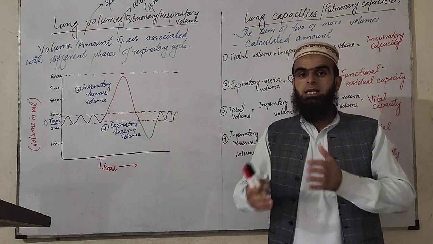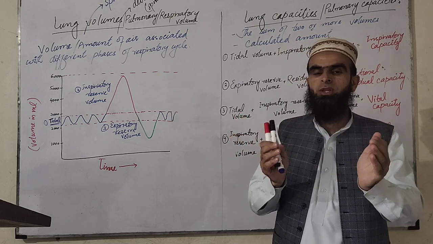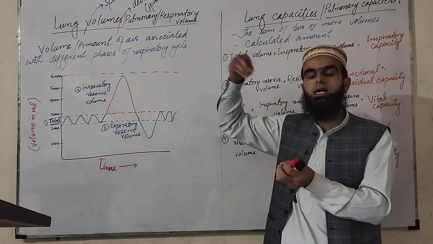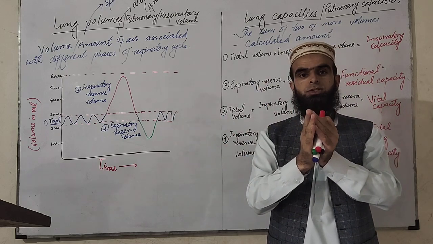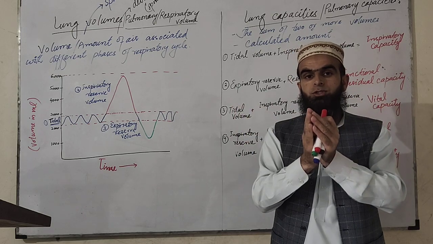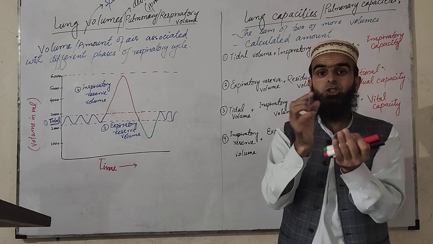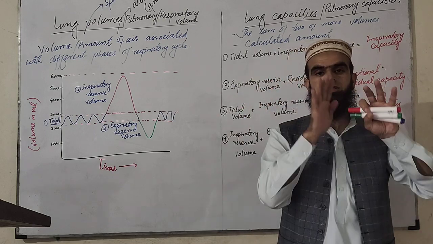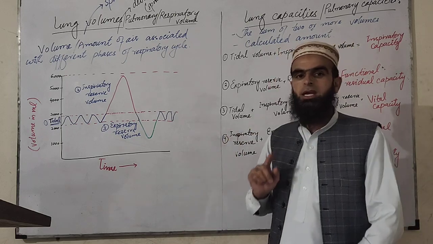What happens? A little amount of air still exists there, which cannot be removed. If you remove the total amount of air from your lungs, what would happen? The lungs will collapse. So the shape of the lungs is maintained due to that small amount of air which remains inside the lungs forever and cannot be removed.